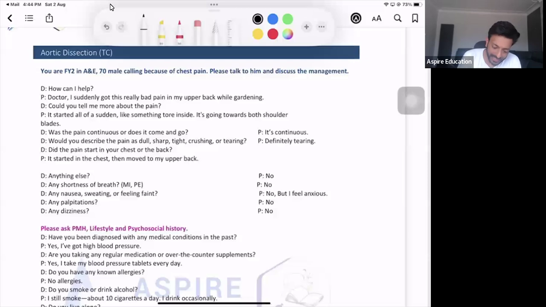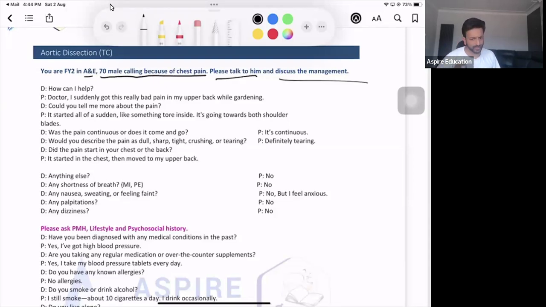So you are an FY2 in the A&E, a 70-year-old male calling because of chest pain or back pain. Talk to the patient on the phone, discuss the management. See, usually this question also comes to me: in the teleconsultation, who is calling? Is it the patient calling the doctor or the doctor calling the patient? Mostly it's the doctor calling the patient if it is a GP consultation.